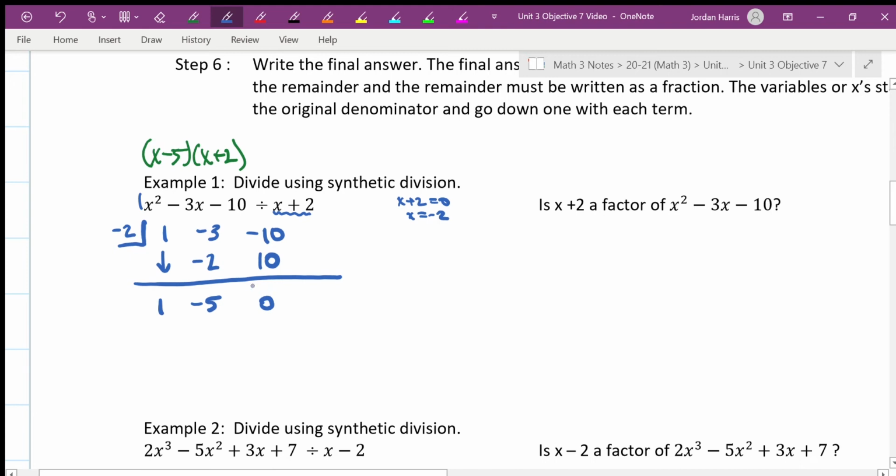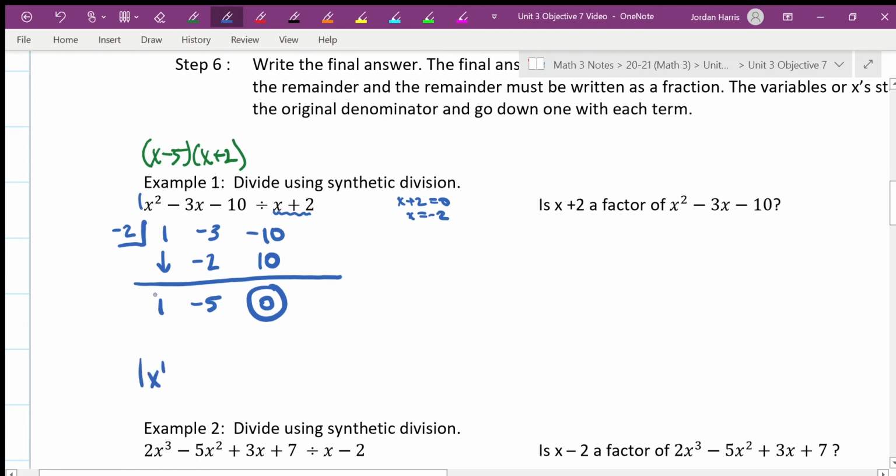This number, I always circle it because that is our remainder. This time it's 0. And then we have our answer. Okay, these answers are actually the coefficients. So we have to look at our exponent. In this case, it was a 2. That means this one starts with a 1. So it's 1x to the first.